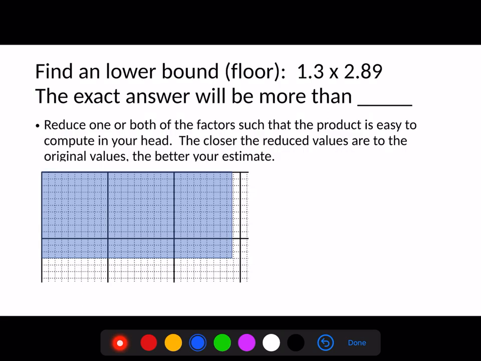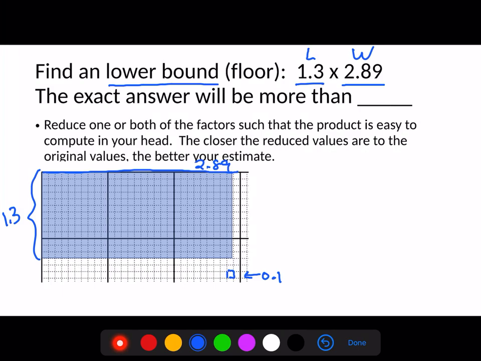In our first method, we're going to start by finding an estimate that we know is too low. We'll call this the lower bound, and we can consider it the floor. We'll always know that our exact answer is above this number. I've represented the product of 1 3/10 and 2 89/100 with an area model. If we think of this as length and width, I have defined my little square to be 1/10. So this side will be my 1 3/10, and then the longer side is going to be my 2 89/100. So the exact answer is the shaded area of this region.